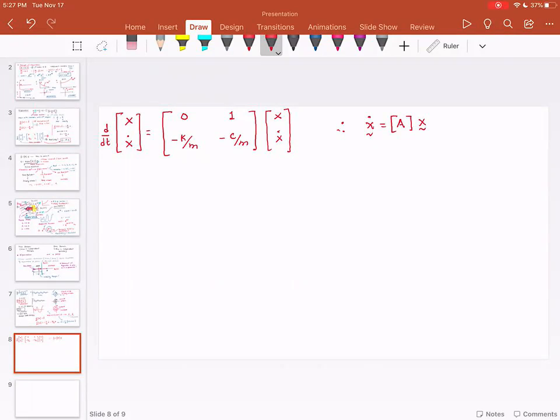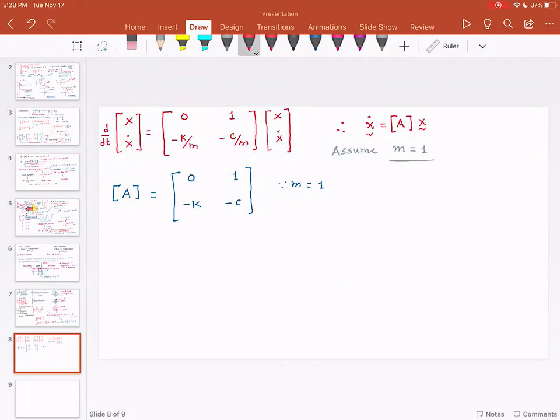Now I am going to find the eigenvalues. And to find eigenvalues, I'm just going to assume m is equal to 1. That will make my calculations easy. So I have a matrix, this matrix A is going to look like [0, 1; minus k, minus c], because m is equal to 1. Now I want to find out the eigenvalues.